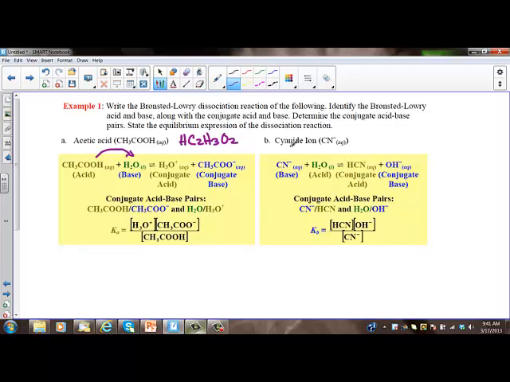Here's an example of a base, the cyanide ion, CN minus plus H2O yields HCN plus OH minus. You can see here that the water donated to the CN minus, so the water is acting as my acid, and then my acid-base pairs, and then my expression.